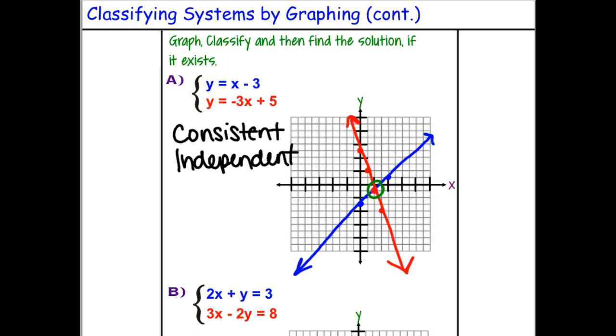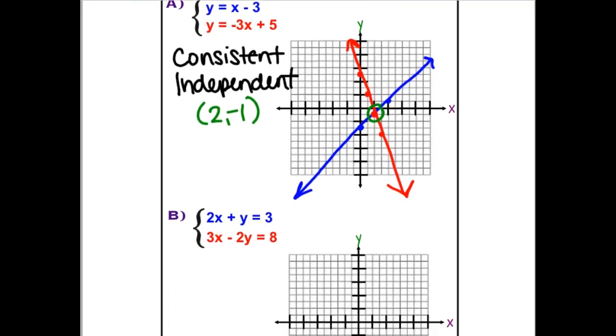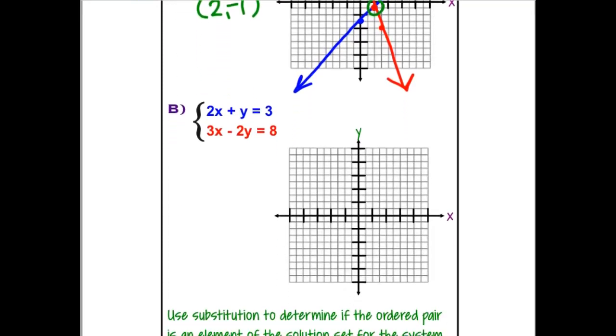And that solution is going to be the ordered pair (2, -1). In the coming days we'll teach you how to do that mathematically, but right now we can graphically see that they intersect. For the next example, I see I don't have them in slope-intercept form, so that's the first thing I want to do. The first step is to get them into slope-intercept form.